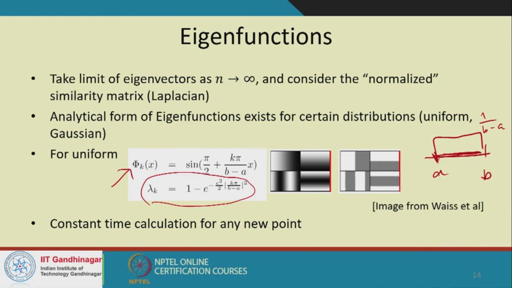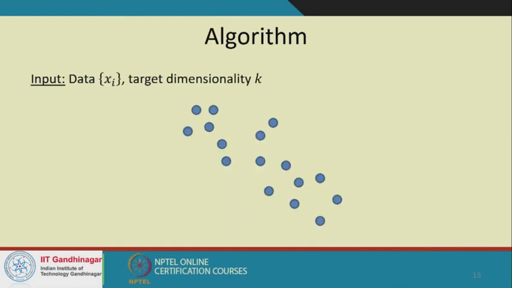Here in this plot, I was assuming that the points are drawn from uniform in 1D. If the points are drawn uniformly from 2D, the eigenfunctions would look like this. This is kind of a heat map. So what we'll do is then as follows.